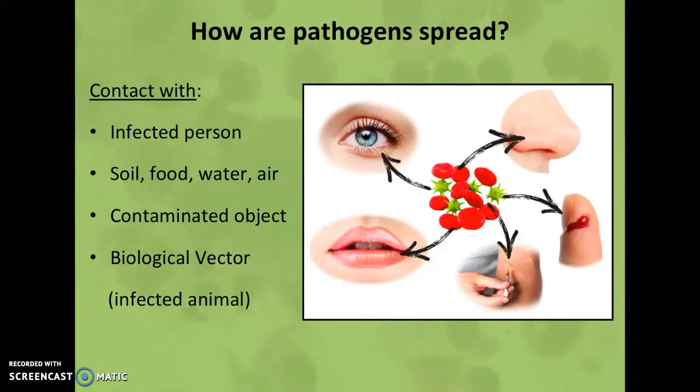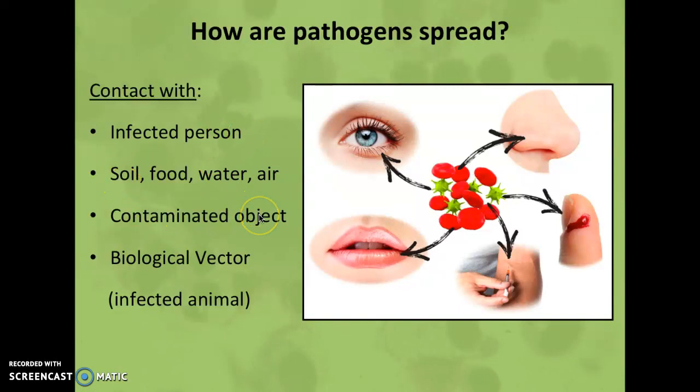So how are pathogens spread? There's a lot of different ways that pathogens can be spread. An infected person, soil, food, water, or air that's contaminated. For example, if you drink after someone who has an infectious disease, then you will get those pathogens into your body. Air, if someone sneezes and they have the flu, for example, then those influenza viruses will go into the air and you will end up breathing them in probably.